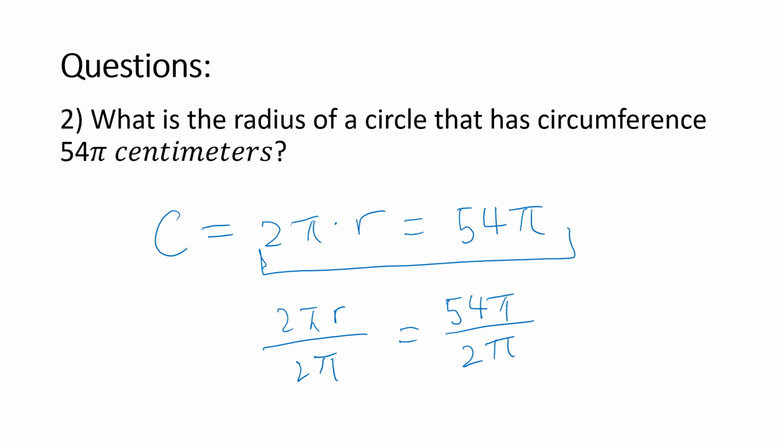So 2 pi over 2 pi, the left-hand side gives you r equals, and the pi cancels, since pi divided by pi is 1. 54 divided by 2 is 27. So the radius is 27.